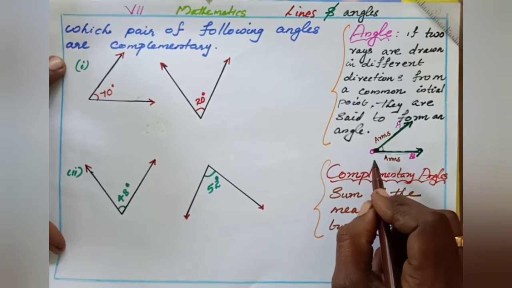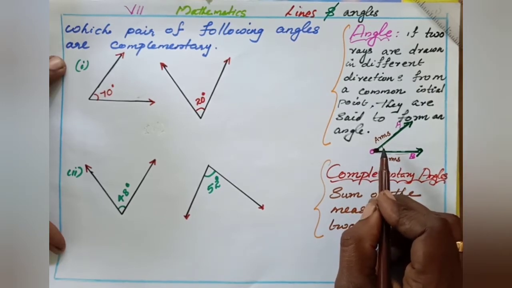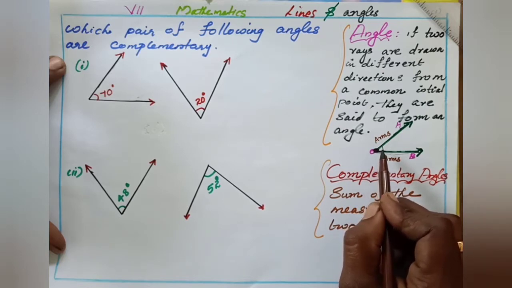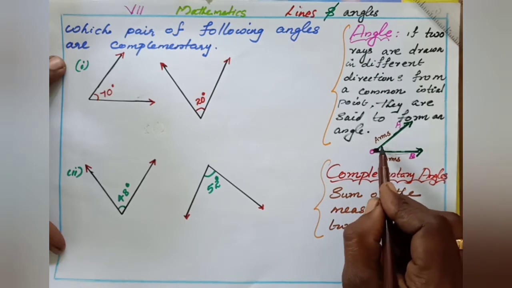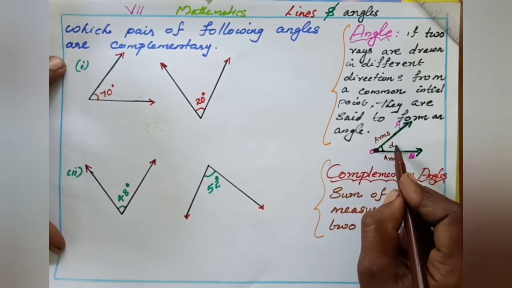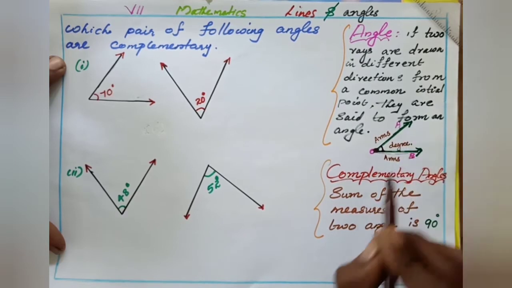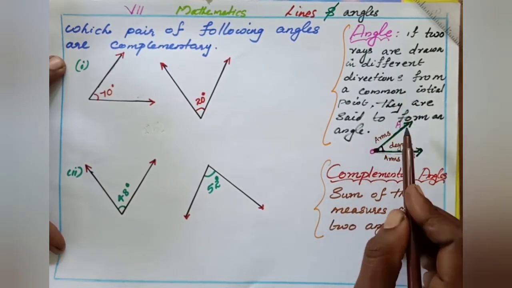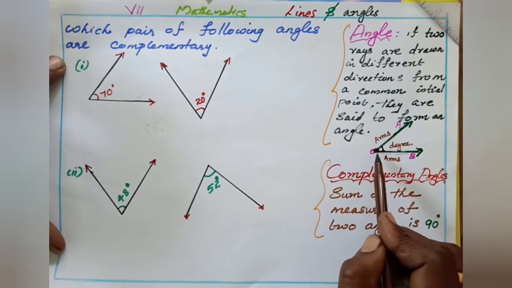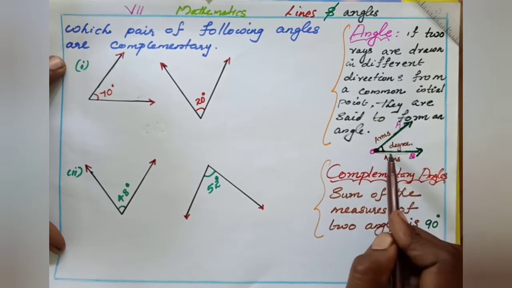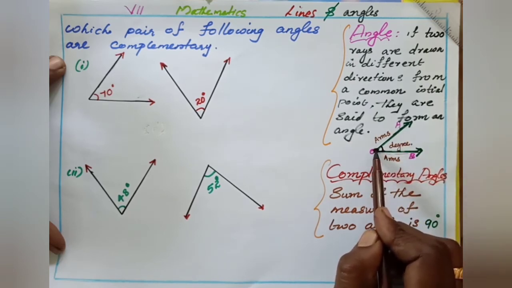Every angle has a measure and the unit measure is known as degree. So angle is formed if two rays are drawn in different direction from a common initial point.